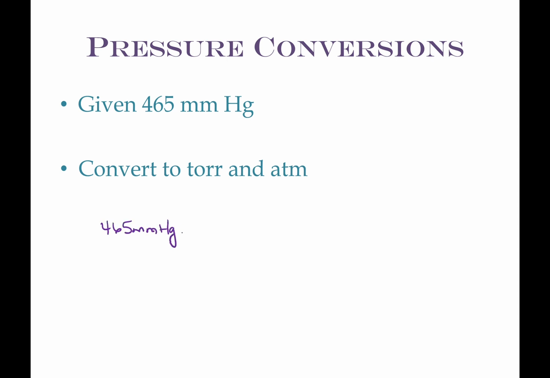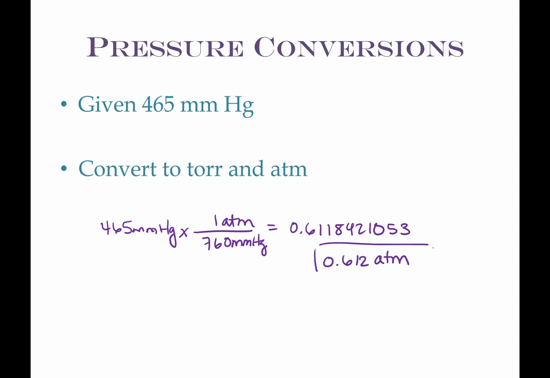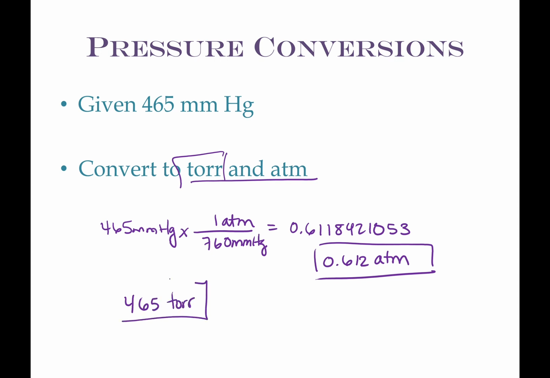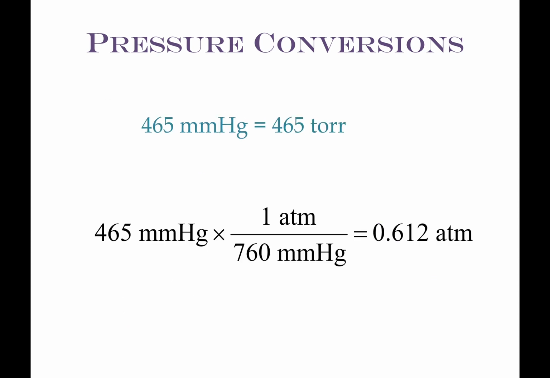Starting with 465 millimeters of mercury, there are 760 millimeters of mercury in 1 atmosphere. So 465 divided by 760 should be 0.61184211053, or 0.612 atmospheres. And torr is going to be 465 torr. They're the same. And here it is written out in the PowerPoint for you. Good. Hope that went well.